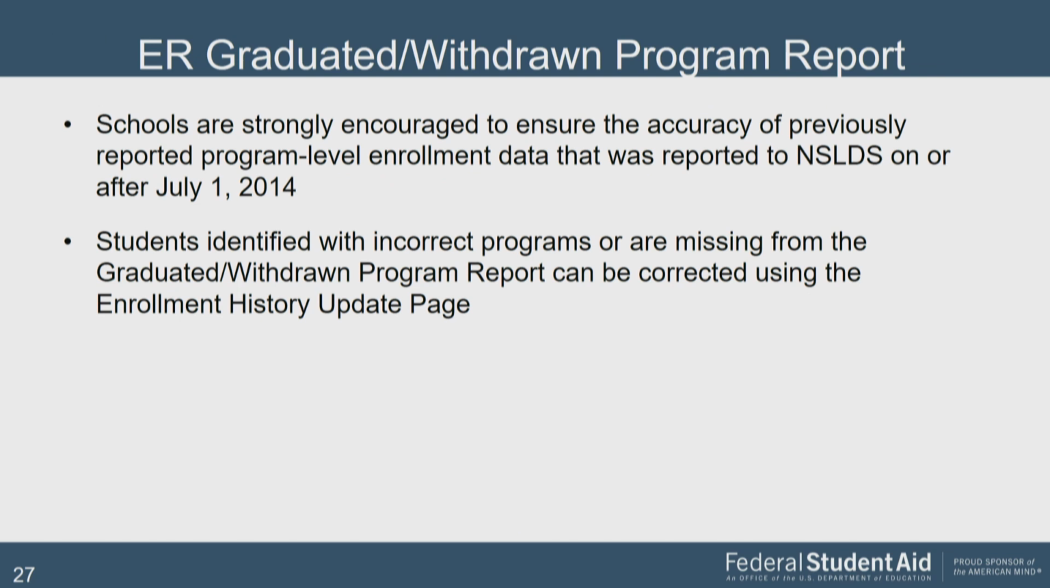As I said before, the program level enrollment data is so vitally important to your school's calculations for the college scorecard, but also for your students' calculations for other areas like the subsidized usage limit and other areas that you're familiar with. For this reason, schools are strongly encouraged to ensure the accuracy of previously reported program level enrollment data that was reported to NSLDS on or after July 1, 2014. Students that are identified with incorrect programs or who are missing from the graduated or withdrawn program report can be corrected using the enrollment history update page.